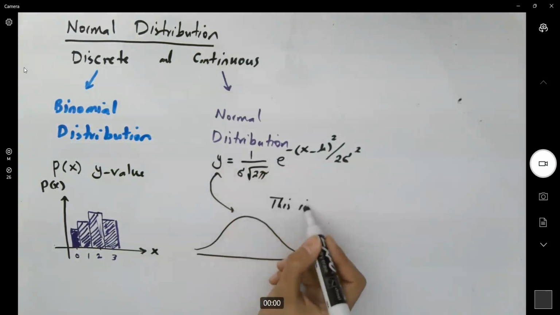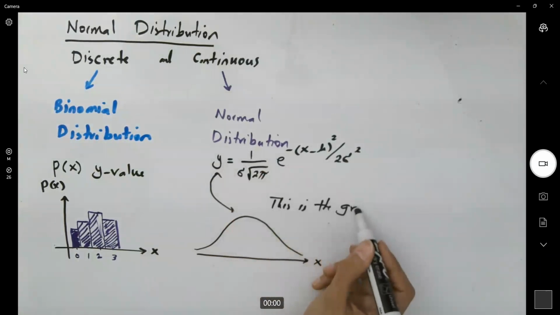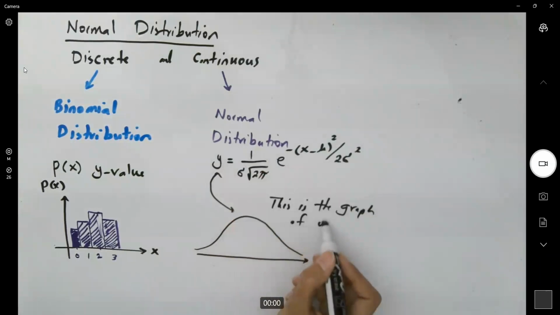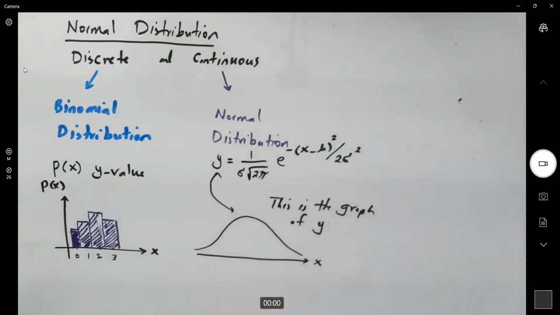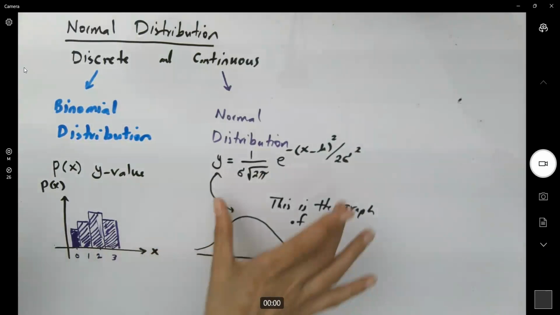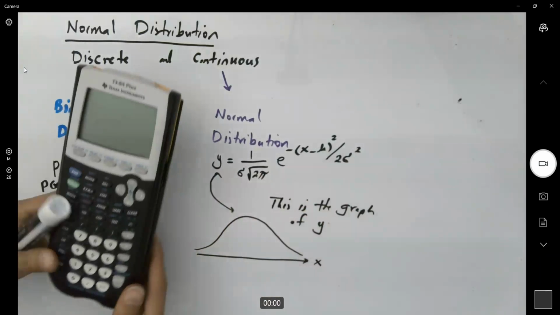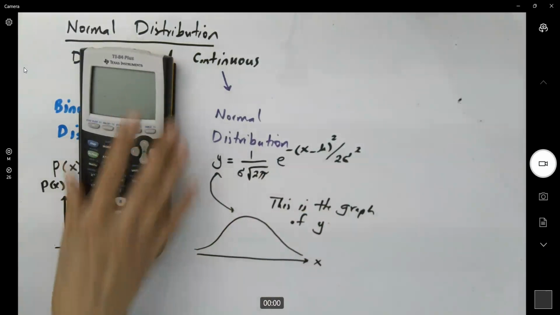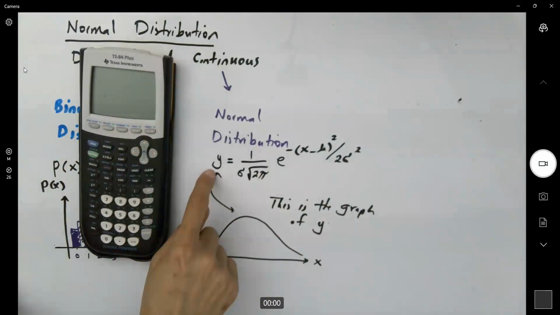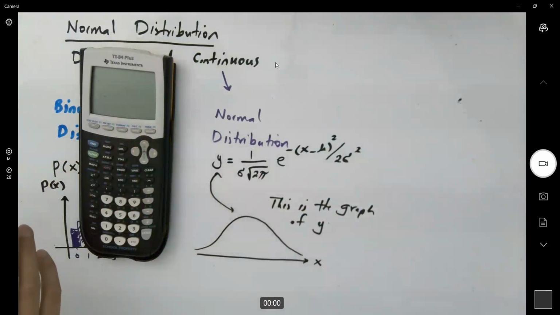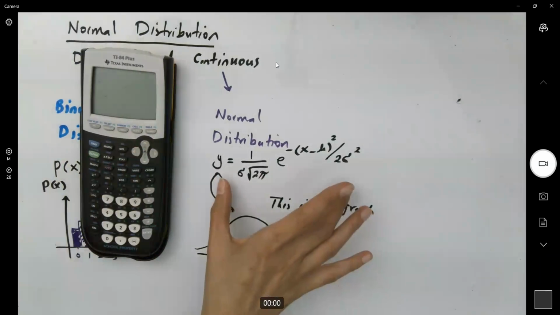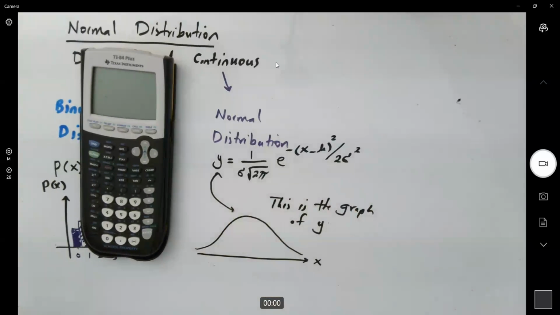A bell-shaped graph. This is the graph of y. Luckily for us, we don't have to memorize or use this formula at all. Everything is built into our calculator. This function is inside our calculator. So don't worry about memorizing this function or using it to calculate the probability for random variable x.